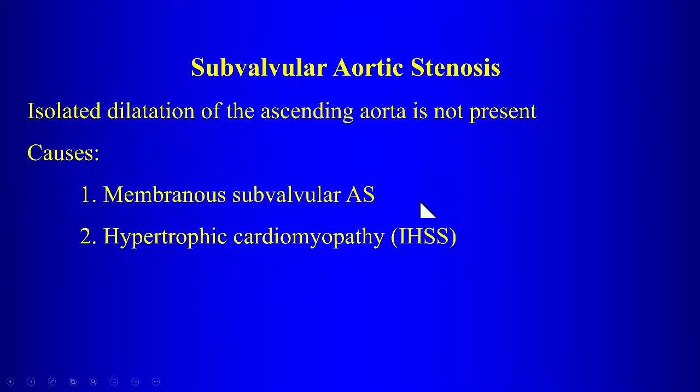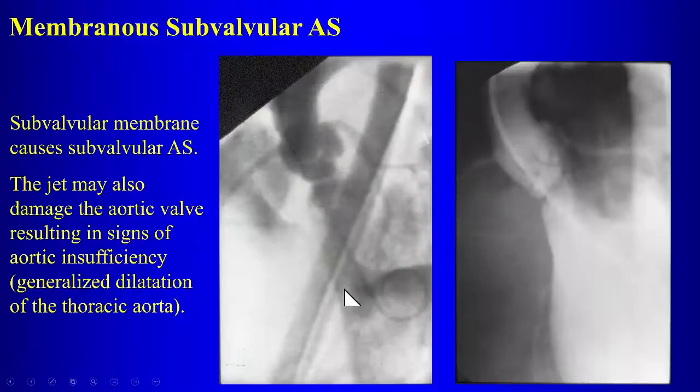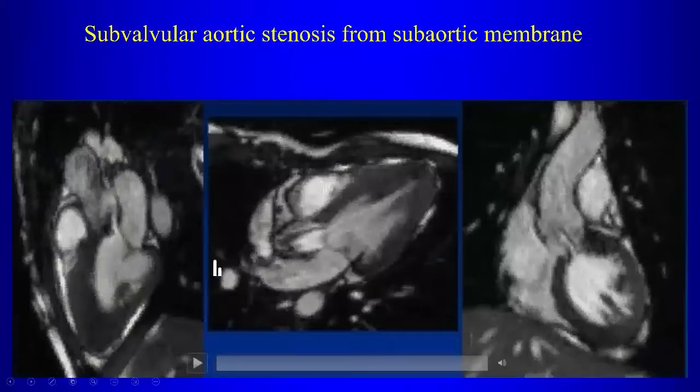So subvalvular stenosis, membranous subvalvular stenosis, and hypertrophic cardiomyopathy. Membranous subvalvular stenosis is pretty rare. That can lead to a jet, though, that might damage the aortic valve, which means that sometimes these patients might also develop aortic insufficiency in addition to aortic stenosis. Here's your subvalvular membrane on this angio, and then here you can see it here too. Okay? And then that was the example that we saw here.